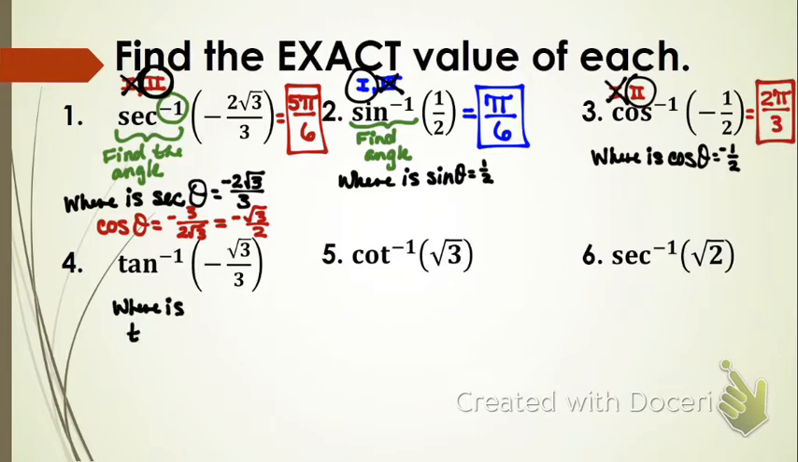Where is tangent theta equal to negative radical 3 over 3? But I'm looking in which quads? 1 and 4. And Ibrahim, you said I'm looking where? Quad 4. Because it's negative.